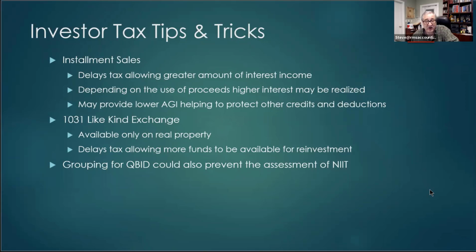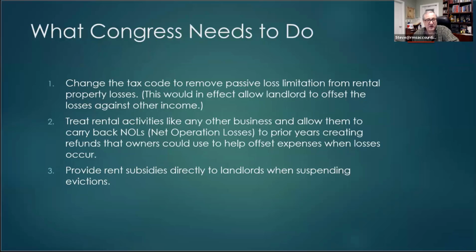Grouping properties can also prevent you from having the net investment income tax. That comes from having too much investment income. If something is in a trade or business and qualifies for QBID, it also is excluded from being liable for net investment income tax. That's the extra 3.8% that goes towards funding the Affordable Care Act, and it's a way to reduce that tax. What Congress needs to know is, they need to fix the passive loss.